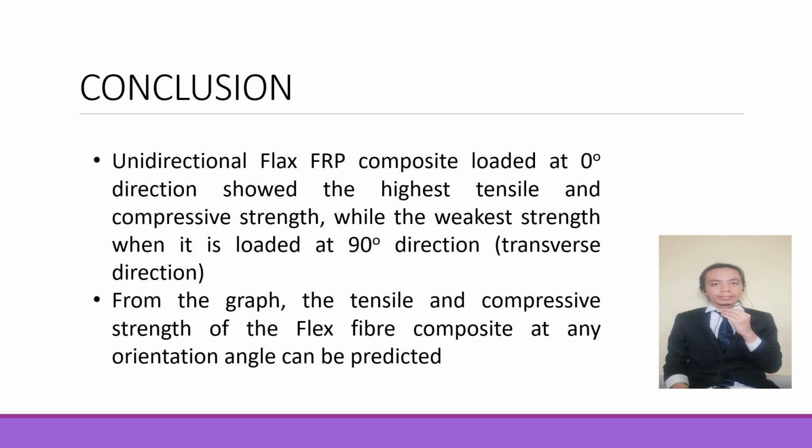In conclusion, the tensile and compressive at 0 direction show higher strengths than 90 direction. From the graph, the strength of a flax fibrous composite at any orientation angle can be predicted.